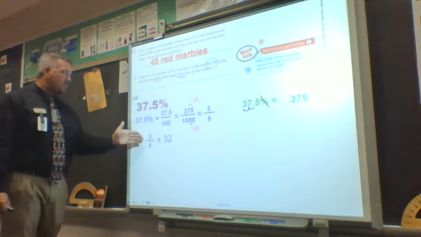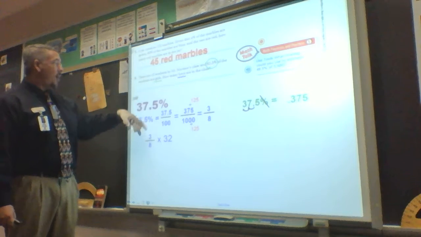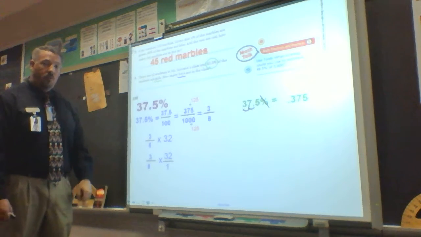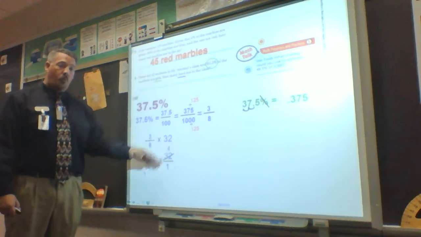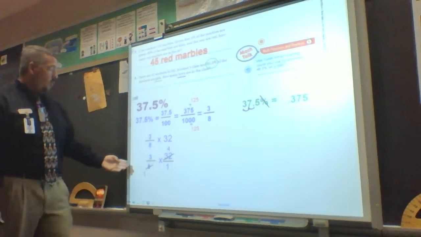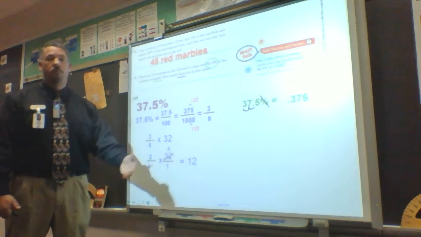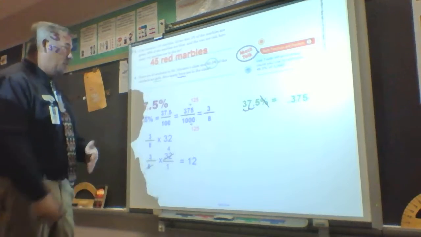So when I set it up as 3/8 times my 32, because I'm looking for what is 3/8 of my 32 students, I put my 32 over 1. I cross reduce with my 8, which would give me 1 and 4 once I cross reduce. When I multiply across then, I end up with 12. So we end up with a whole number. We don't end up with partial students.